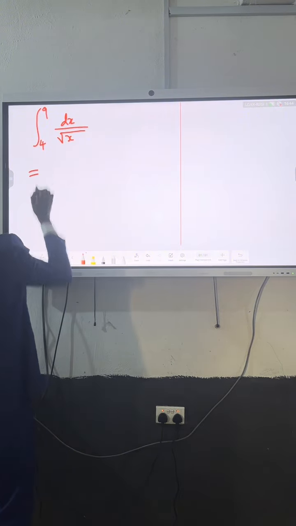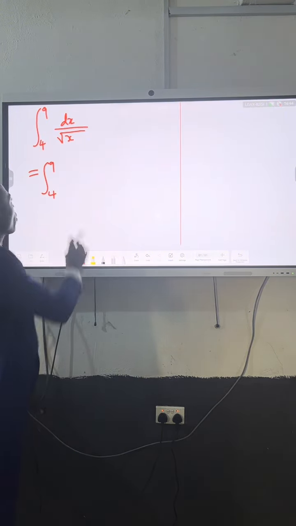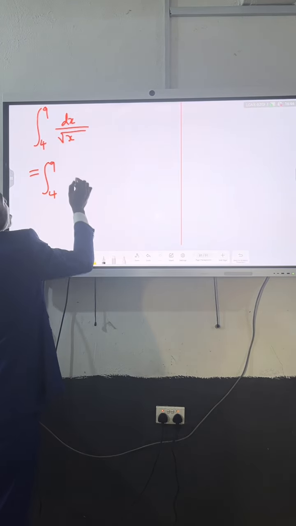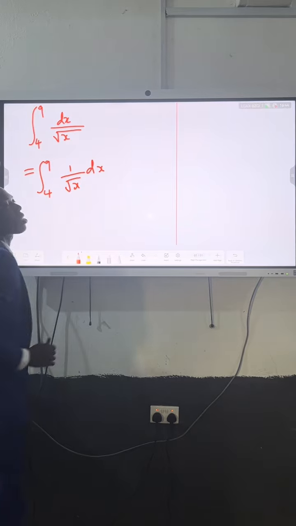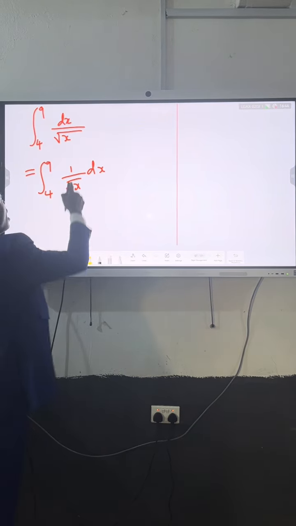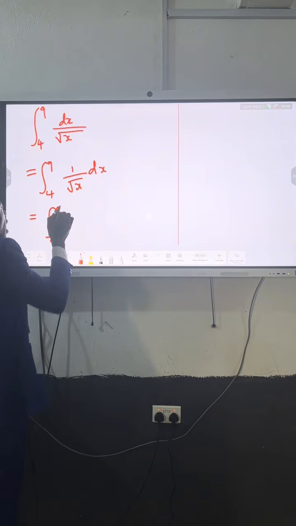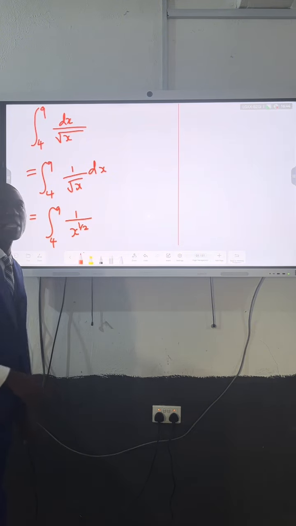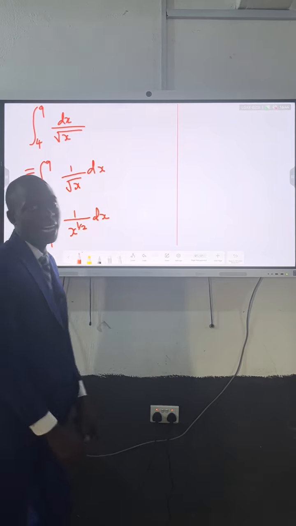So this is equal to the integral from 4 to 9. If you like, you can remove the integral and finish first. Manipulate it as 1 all over root x, dx. Now apply the idea of indices on this. You have the integral from 4 to 9 of 1 all over x to the power of 1 over 2. Square root of anything means that thing raised to the power 1 over 2. Don't forget your dx. If you forget it, it's carelessness.